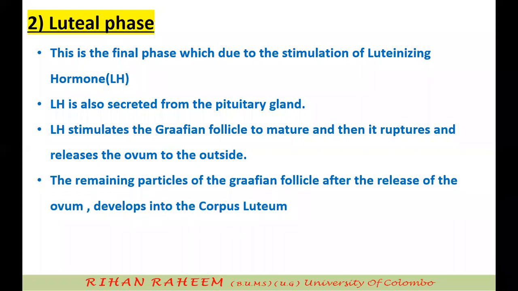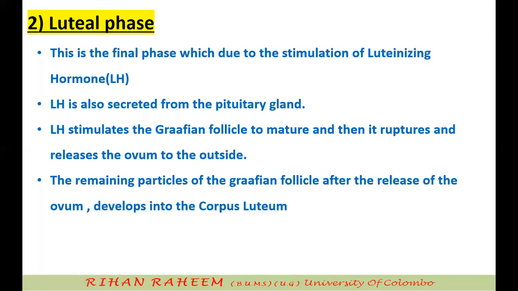The remaining particles of the Graafian follicle, after releasing the ova, will be there. That becomes like a small lump. What is rupture? Rupture means blasting. So what will happen if the intercourse happens on other days? Intercourse will happen, but no babies. That remaining part of the Graafian follicle will develop into the corpus luteum. Luteal phase, corpus luteum, all are similar words.